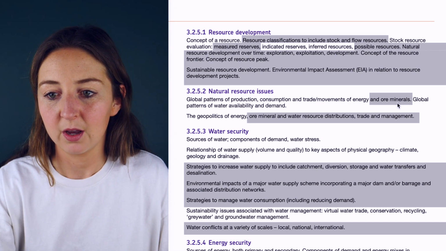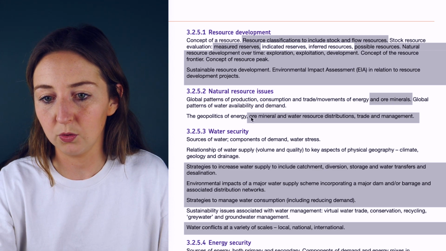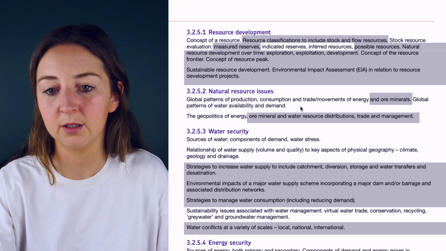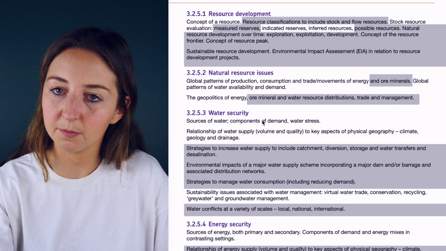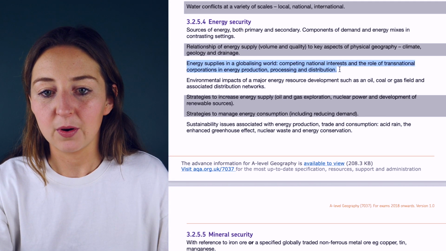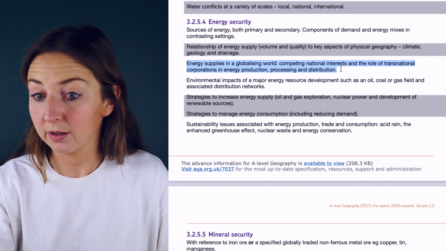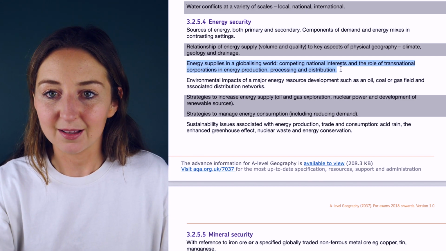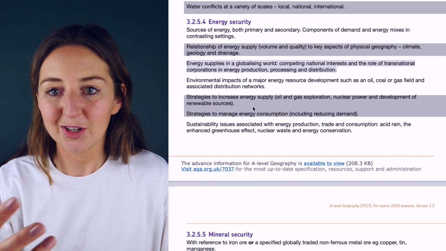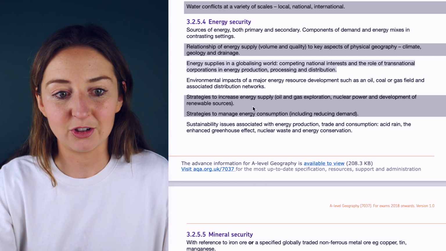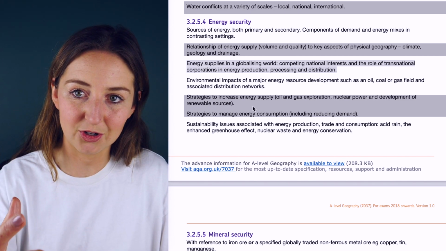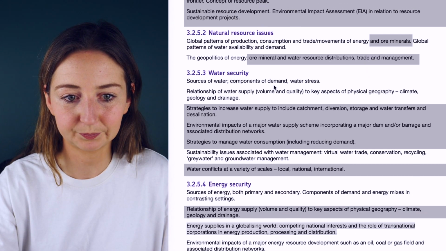Natural resource issues, so all minerals is out, and all minerals is out here on geopolitics. So you need to know production, consumption and movements of energy and water, availability and demand, and geopolitics on energy. And if you have a look down to the energy section, there is also energy supplies in a globalizing world, competing national interests. So this makes me think there might be a question on geopolitics of energy, and make sure you're reading what's in the news, because obviously lots are changing with oil prices and things like that. So gas prices. So check out the news, make sure you're including the most relevant information.